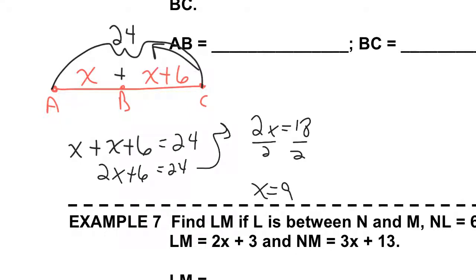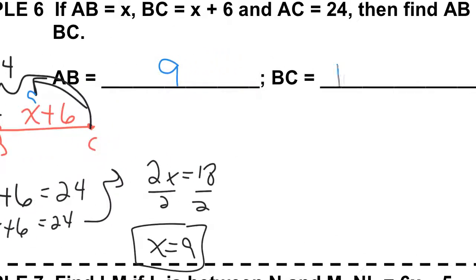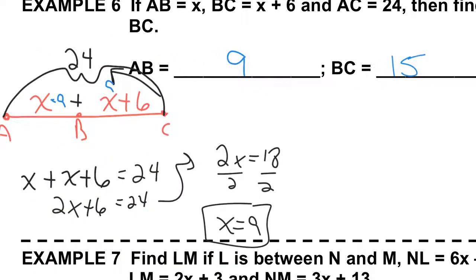Now, that doesn't mean we're finished because it didn't ask us for X. It wants to know the length of AB and BC. So we plug that in. Well, AB is 9. It's just X. Then we have 9 plus 6 for BC. 9 plus 6 gives us 15. Just to check it real quick, these two should add together to be 24, and they do. So we're good to go there.